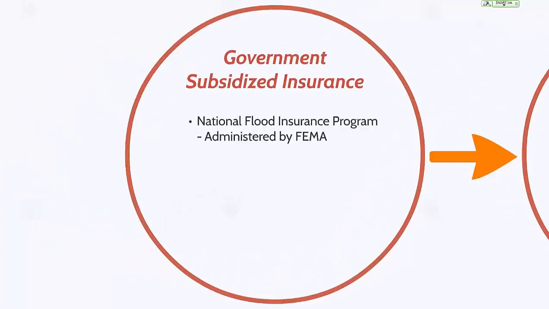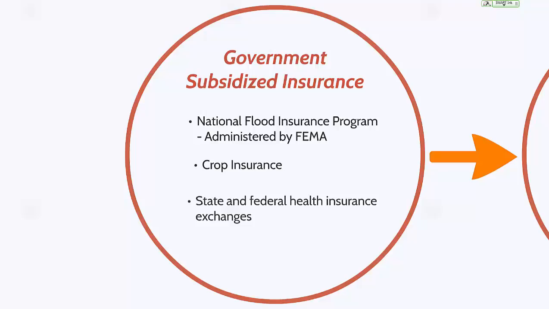First, the National Flood Insurance Program, which is administered by FEMA. This is government-subsidized insurance, and we'll talk about it here more. And then crop insurance, which is of course for farmers, and it is administered by the USDA, and state and federal health insurance exchanges. One of the significant things that makes all three of these distinct from social insurance plans is that none of them are compulsory or mandatory.